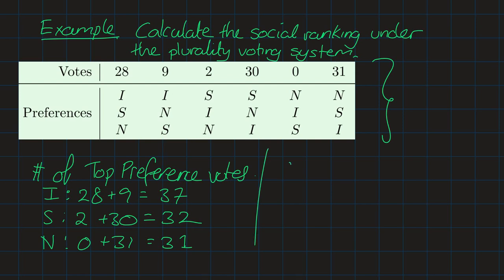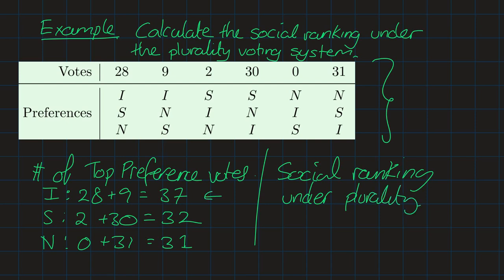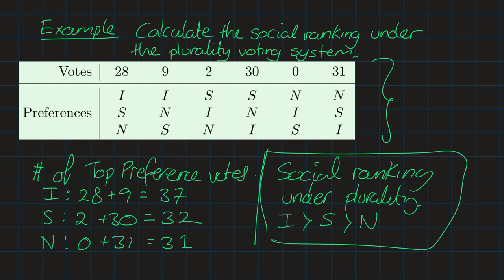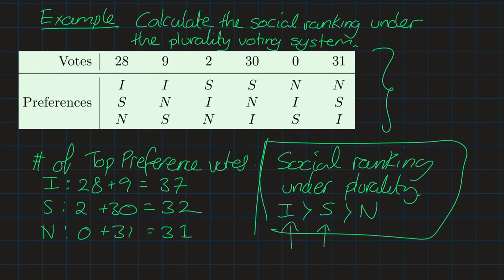So what is the social ranking under plurality? Well, 37 is the biggest number I see here, so that means I came first, and then 32 is the second biggest, so then S came second, and then 31 is the third biggest, so N came last. And this is how you write it. First place goes to I, second place is S, third place is N, and you write it like this. Okay, let's do another example.